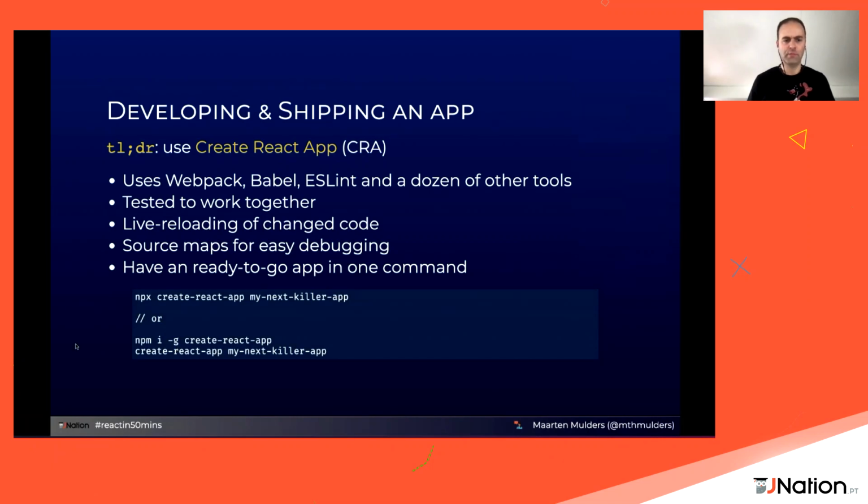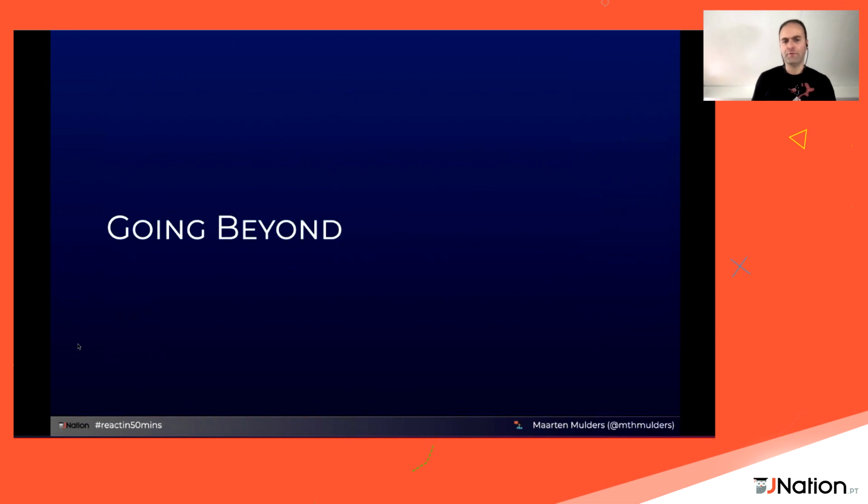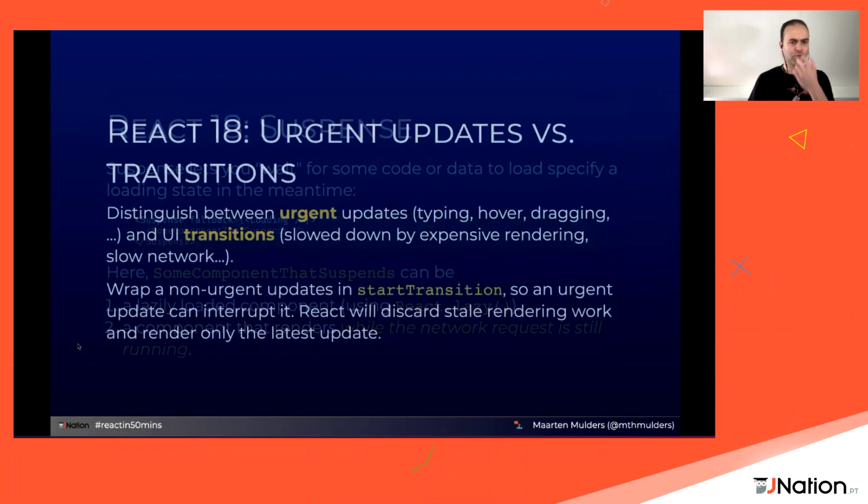You install it using the npm package manager, and then you run Create React App followed by the name of your application. If you've done that, you can use npm run start to start developing with hot reloading and stuff. You can use npm run build to create a production-like build, minimized and everything, and npm run test to run the unit tests. There's a lot more stuff. If we had a little more time, I would have told you about custom hooks and about React 18. Well, that's unfortunately not for today.